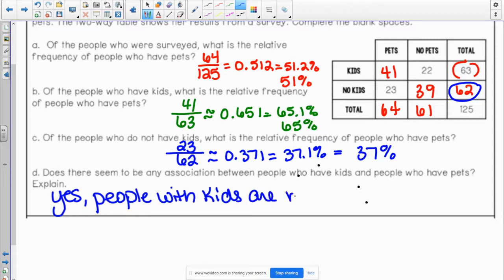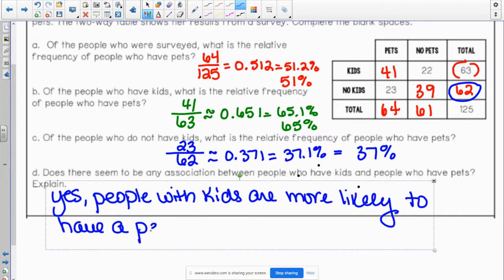are more likely to have a pet than people with no kids.